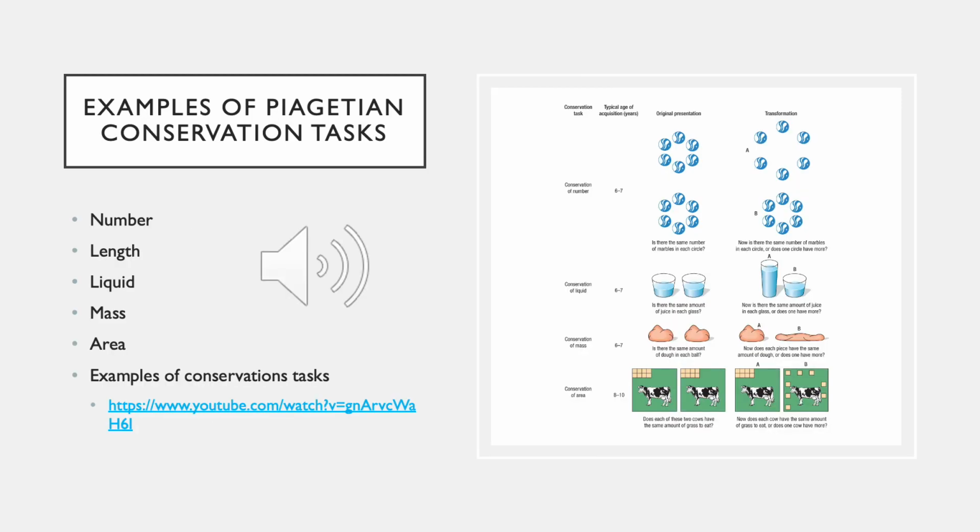So as I mentioned on the previous slide, these are some of the tasks that children have a difficult time with, and they are numbers, lengths, liquid, mass, and area. And so there's a video here and a graphic on the right to show you what those conservation tasks look like. The video and the image show you only 4 of them, but you can see at least 4 of them right here and what they look like, how they are measured. So take a peek at that to get a little bit more information on examples of Piaget's conservation tasks.